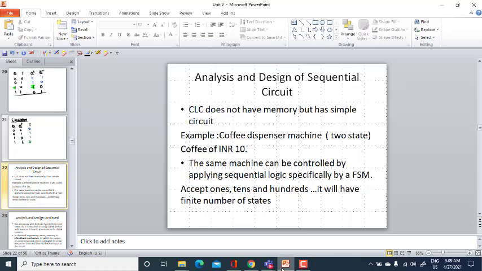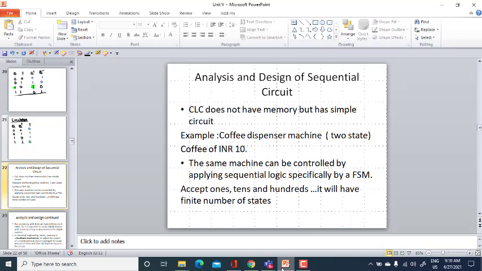Class, we are going to see about the analysis and design of sequential circuits. We know already what a sequential circuit is and what the difference is between the combinational logic circuit and the sequential logic circuit. A combinational logic circuit does not have any memory. The output depends on the present input. That's your combinational logic circuit.